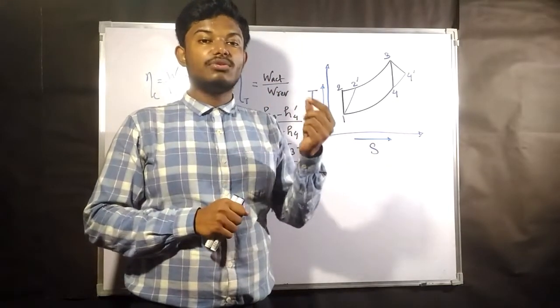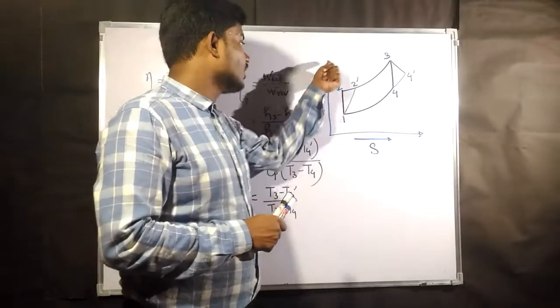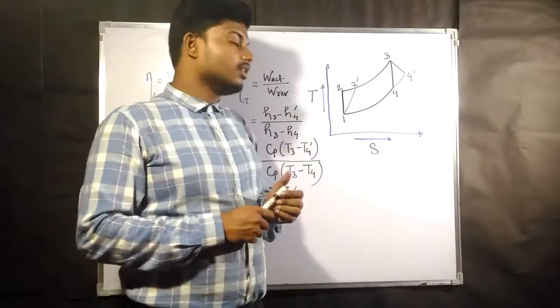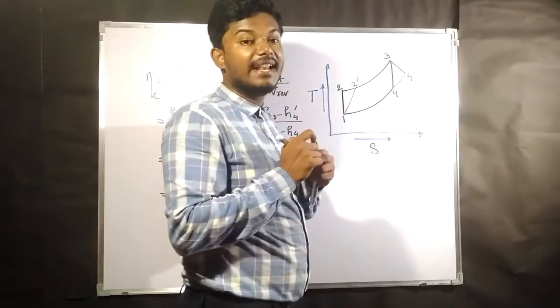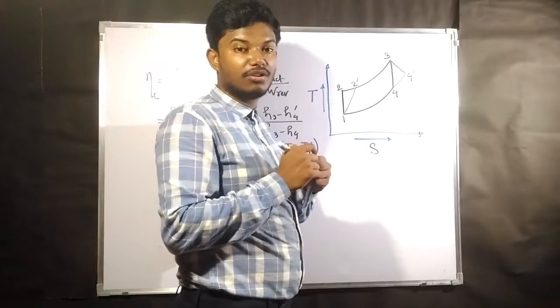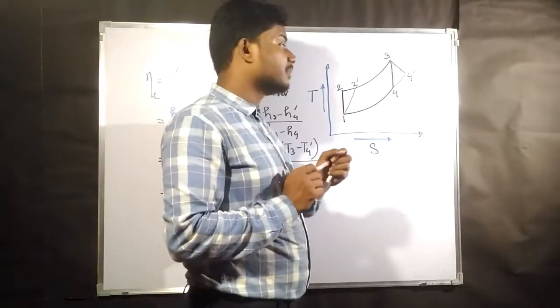Okay, but due to friction in some places we see that there are some irreversibilities. Now this is the TS diagram for the Brayton cycle. Okay, 1, 2, 3, 4 is going to form an ideal Brayton cycle.